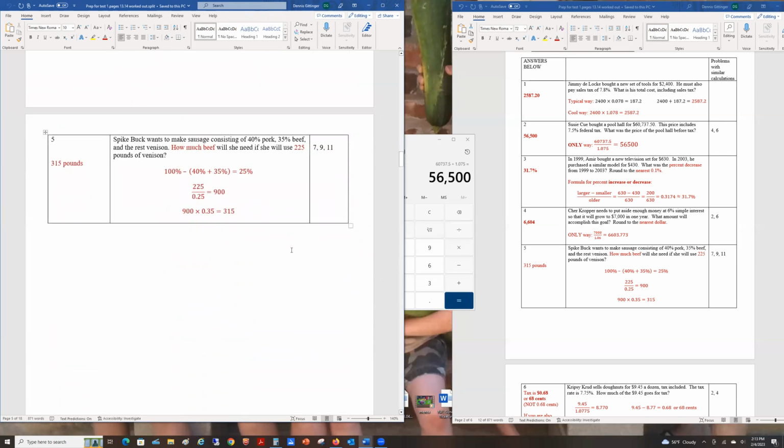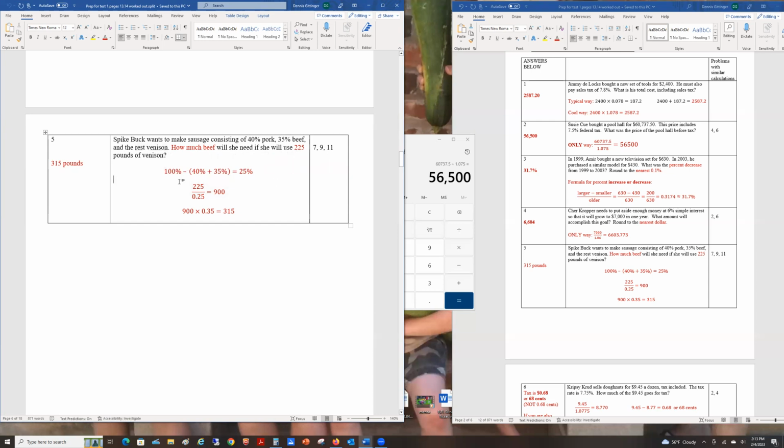All right, this sausage problem, believe it or not, has things in common with other problems on these two pages. And here's why. There is an unknown amount of meat in this recipe, and 40% of it is going to be pork and 35% of it beef, and then the rest, and that's the key. What's the rest? Well, the rest is the 225 pounds of venison.